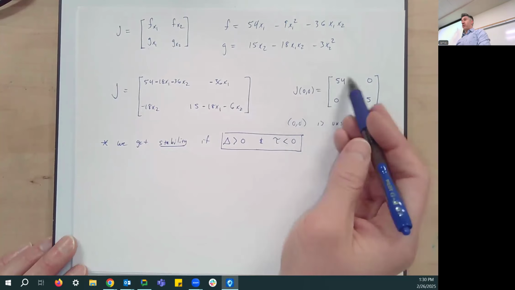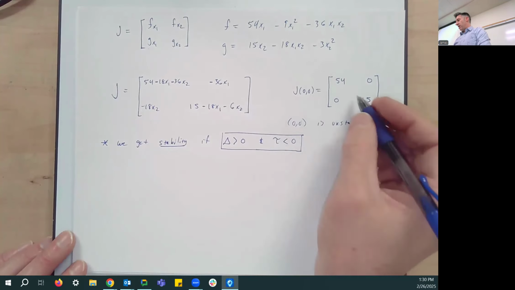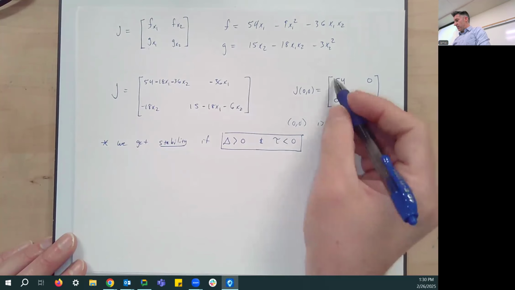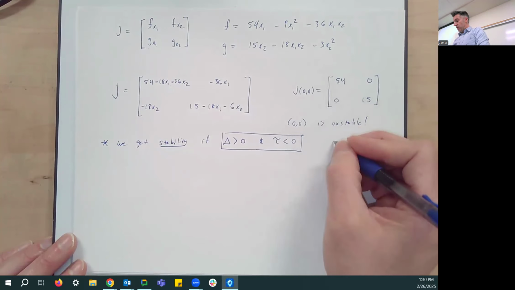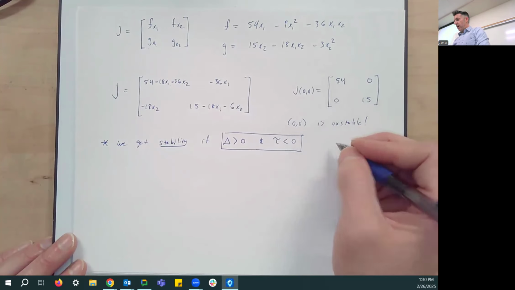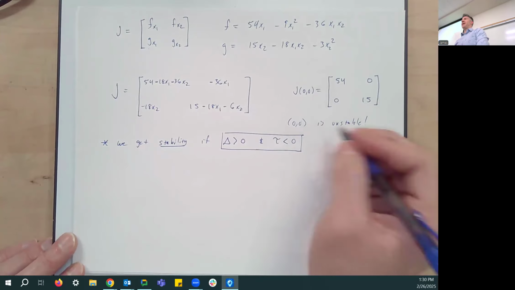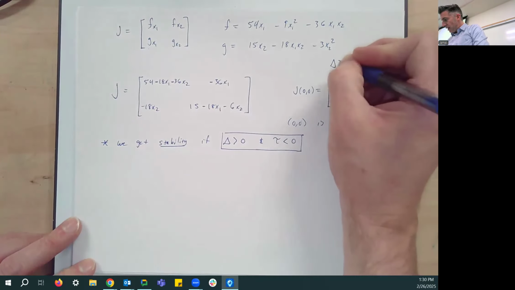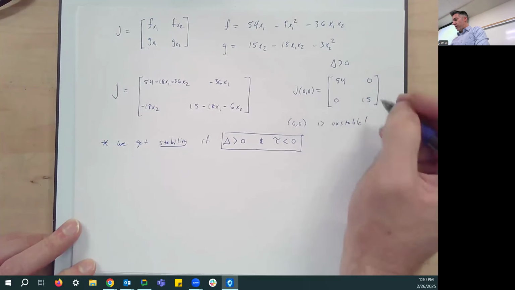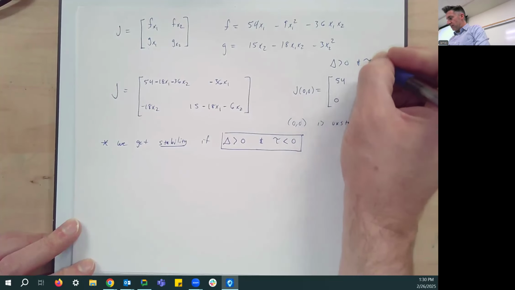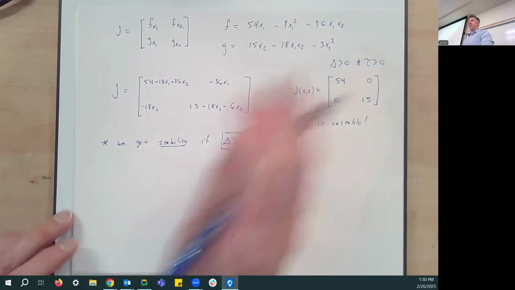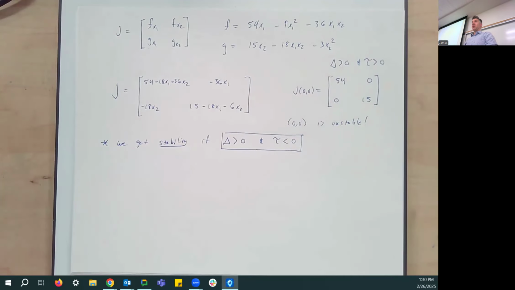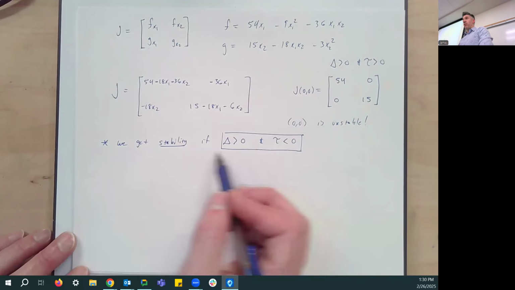If you were to actually define the trace and the determinant, well, here the trace is 54 plus 15, which is certainly positive, right? Unstable. It's unstable, yeah. So here, my determinant for this one is certainly positive, 54 times 15, but my trace is also positive, 54 plus 15, which means it's unstable because we're not meeting both of those conditions.